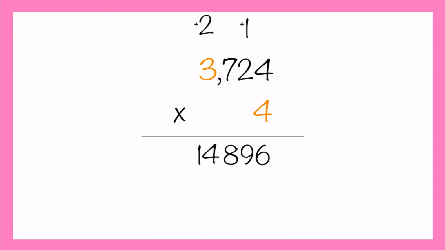And we just need our comma. 1, 2, 3, comma. And there's our answer. 3,724 times 4 equals 14,896. We getting money, baby.